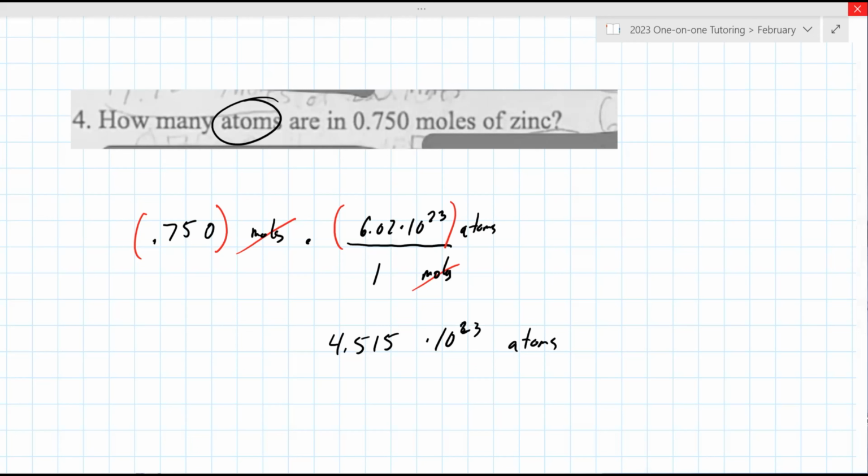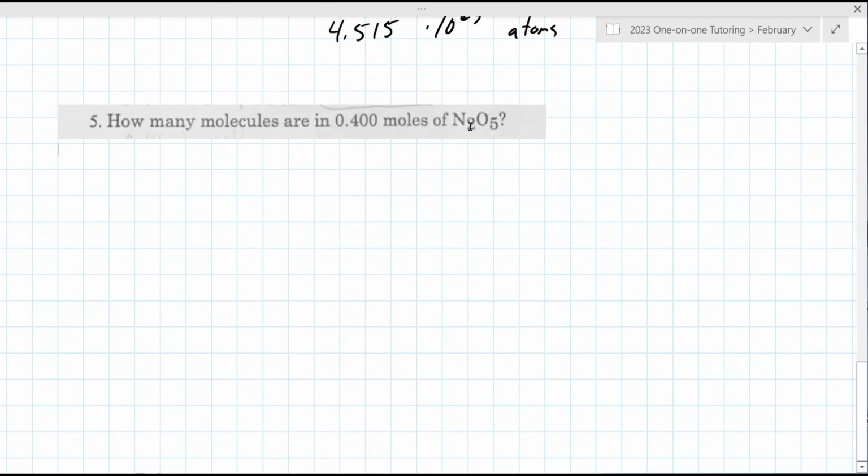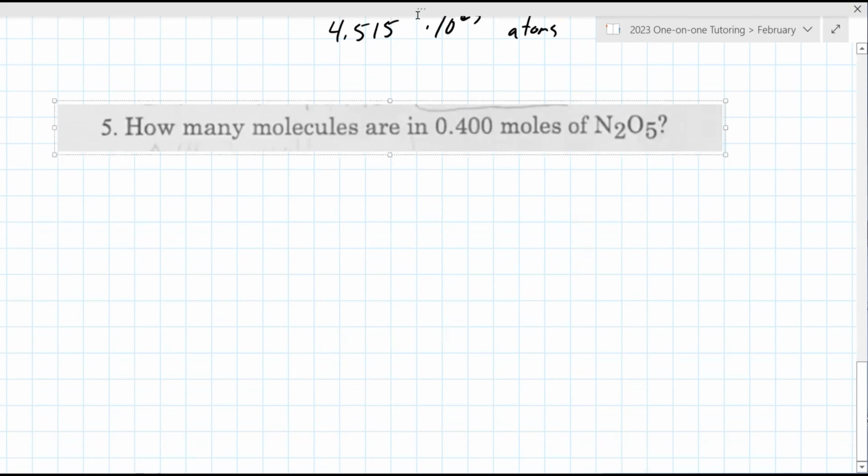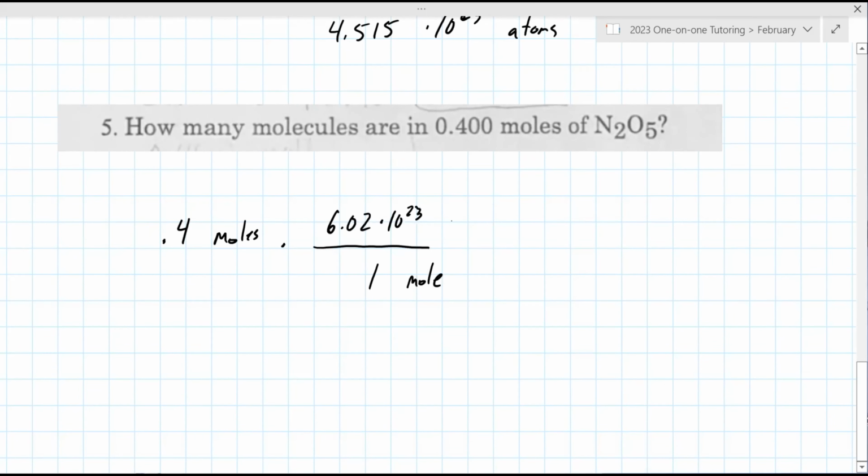The next one is the same. Now it's just molecules instead of atoms, but the expression is the same. Whatever this is, N2O5, which I couldn't tell you, it doesn't really matter. You start with the given quantity, 4.4 moles, times, in 1 mole, how many molecules are there? Well, it's 6.02 times 10 to the 23rd molecules. So you're just going to multiply those two numbers together and see what you come up with.